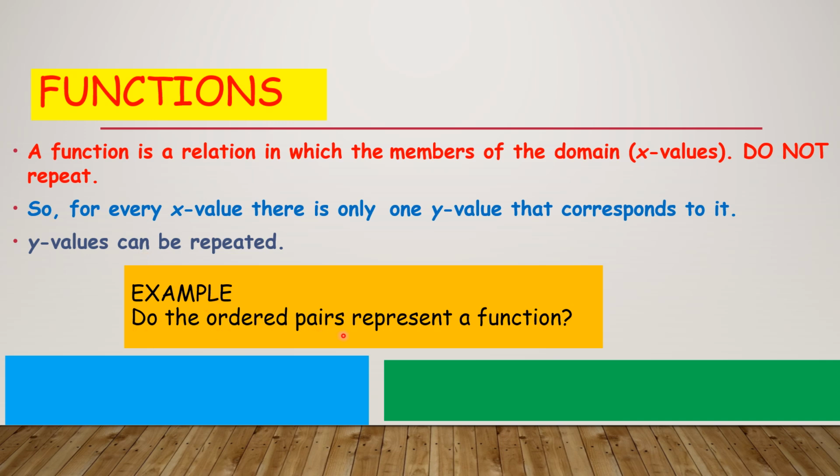Example: do the ordered pairs represent a function? So let's look at the first one. We have 4, 1; 5, 2; 8, 2; 9, 8. Now you would notice that 4, 5, 8, 9 are all different. Remember, it says you do not repeat the domain, the x values. So here we have 4, 5, 8, and 9. They're not repeated, but we can see that the y is being repeated in the 2. All right.